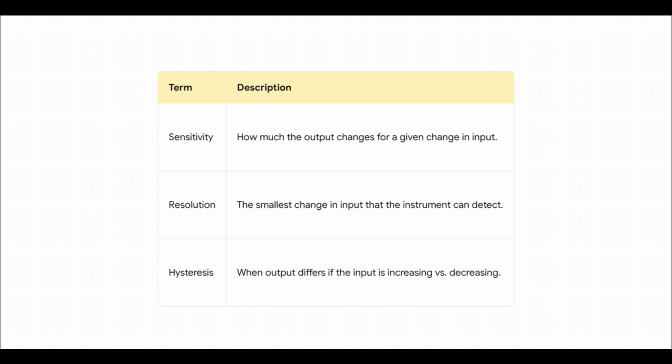And then there's a weird one called hysteresis. This is when you get a different reading going up than you do coming down. You see this in old thermostats. It turns the heat on when it drops to 19 degrees, but won't shut it off until it climbs up to 21. That gap, that's hysteresis.